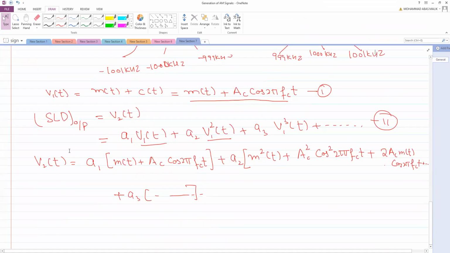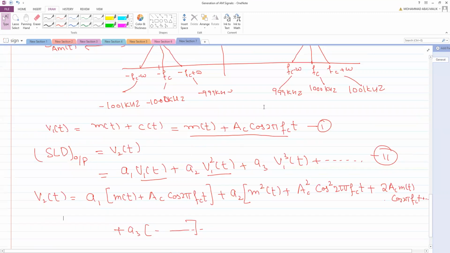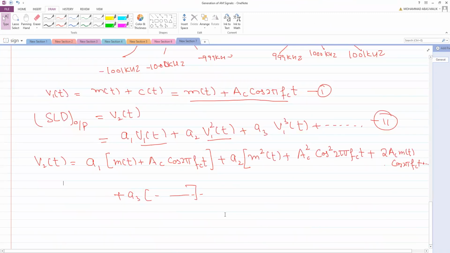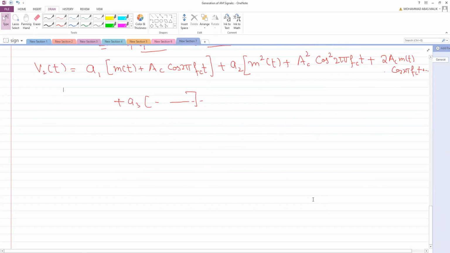So I'm saying that V2 of t will be passed through a band pass filter, and the band pass will pass only a range of frequencies. Before giving the output of the band pass filter, suppose this is your band pass filter. It will pass frequencies from Fc minus omega to Fc plus omega. This value is already calculated: this is 999 kilohertz, and this value is 1001 kilohertz.